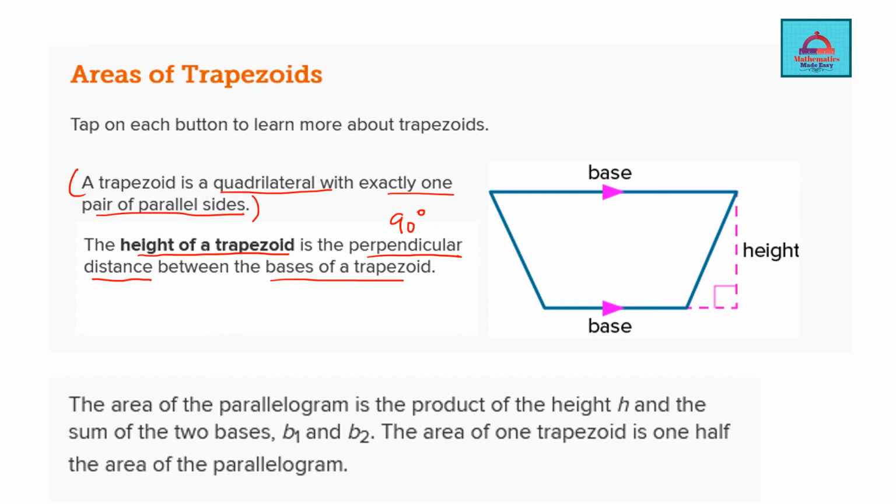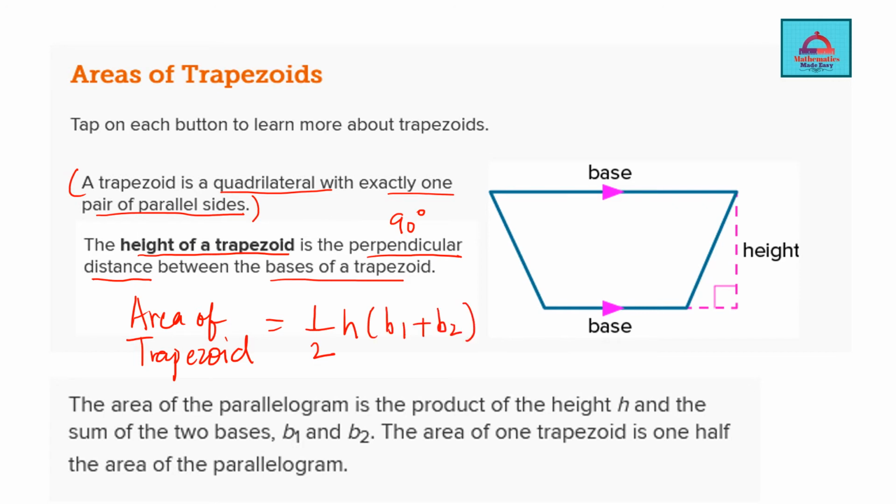The area of the parallelogram is the product of height and sum of the two bases. So the area of one trapezoid is half of the area of the parallelogram. So what will be the formula? Area of trapezoid or trapezium will be 1 by 2 times height times b1 plus b2. So you are taking the sum of the two bases. If this is b1, this is b2, then you add them, multiply with height, and divide by 2. That's your area of trapezoid.